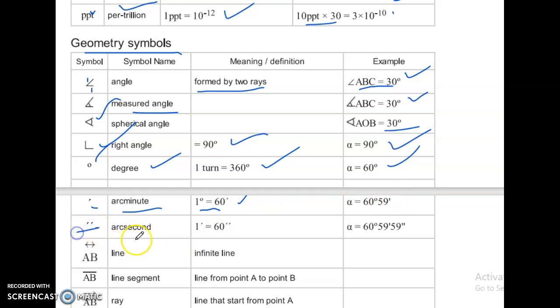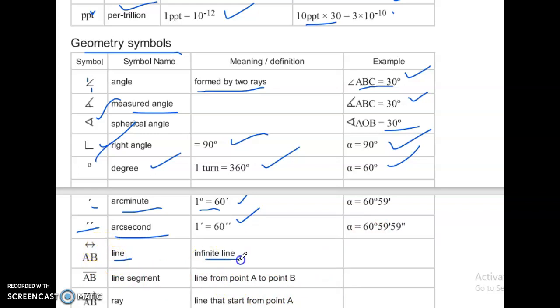This is for arc second. 1 arc minute equal to 60 seconds. Alpha equal to 60 degrees 59 minutes 59 seconds. You can say alpha equal to 60 degrees 59 arc minutes 59 arc seconds.